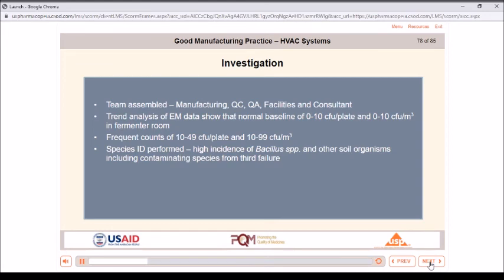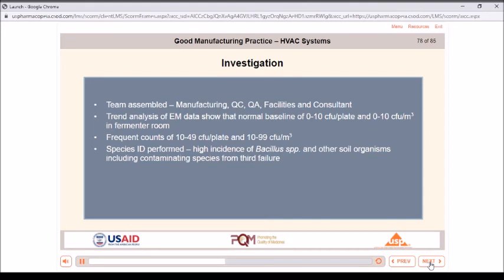The review showed that, while there had been very few alert level excursions, there had been a very clear adverse trend. The normal baseline of 0 to 10 CFU per sample for both settle plates and active viable air samples had been exceeded on numerous occasions. There were frequent counts above 10 CFU, but below the alert limits of 49 CFU per plate for settle plates and 99 CFU per cubic meter for active viable air samples.